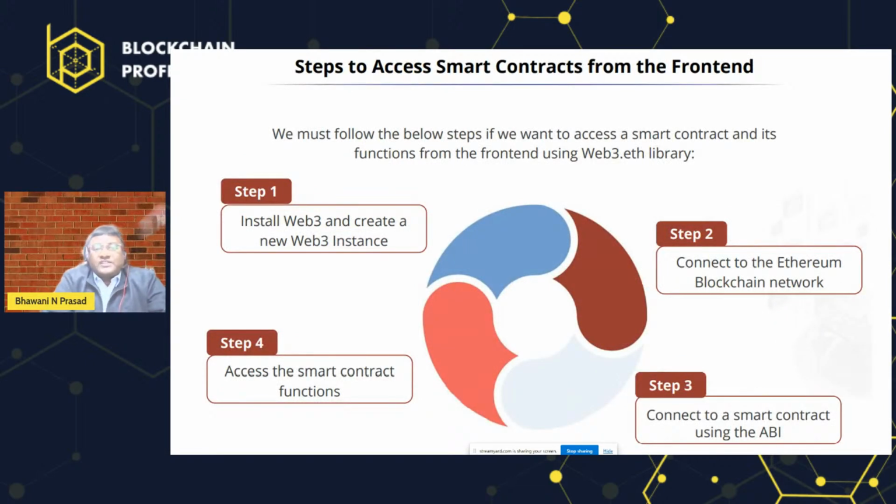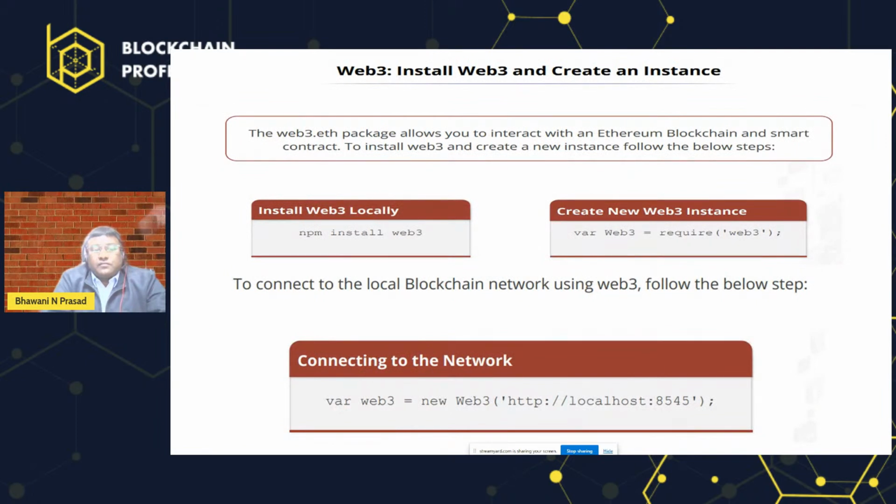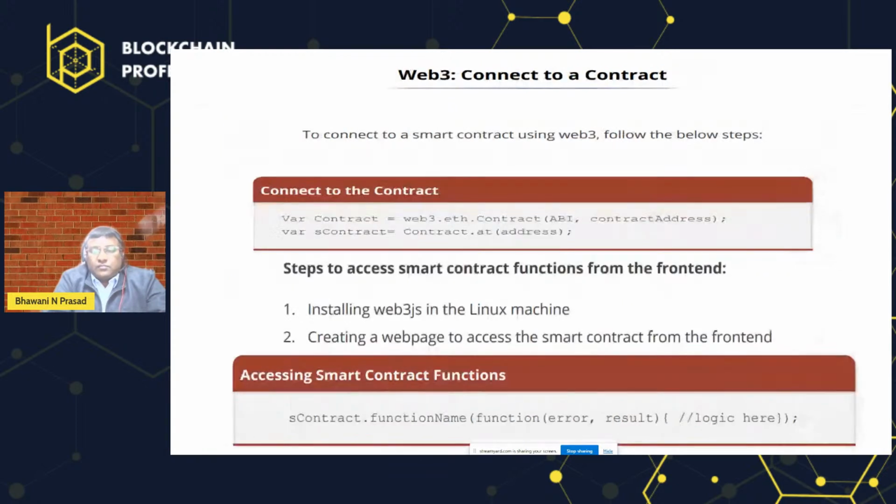So the steps to access a smart contract are simple. We have to install Web3 and create a new Web3 instance, then connect to the Ethereum blockchain network and connect to a smart contract using the ABI, and access the smart contract functions. So we use the Web3 Ethers library, and these are very simple steps. This is how to install and create an instance, and you can connect to contracts.